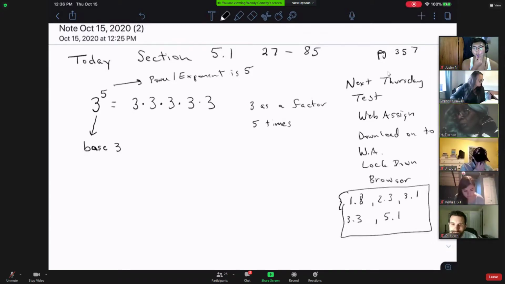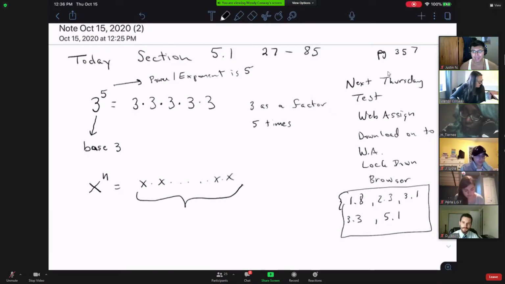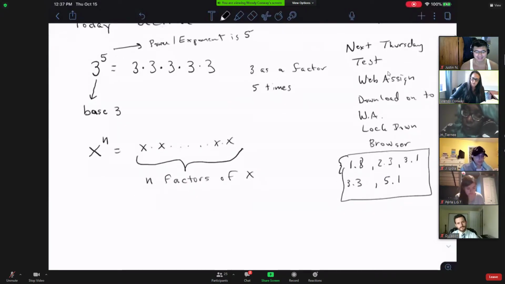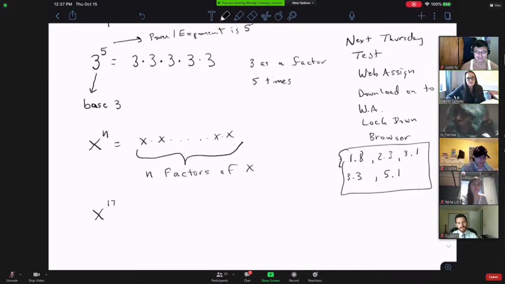All right. So let's see here. They say it with variables, x to the nth power means x times dot, dot, dot, x times x, n times, n factors of x. Okay. So that was 3 to the 5th power, and we might have x to the 17th power, right?